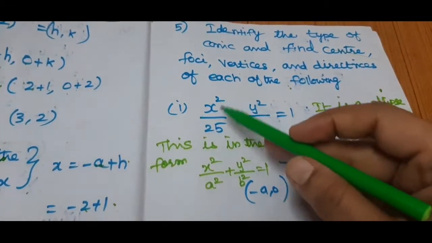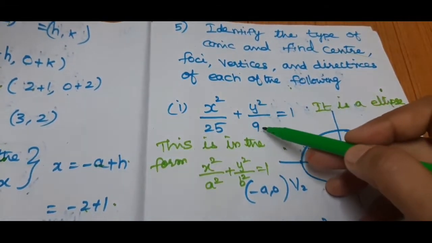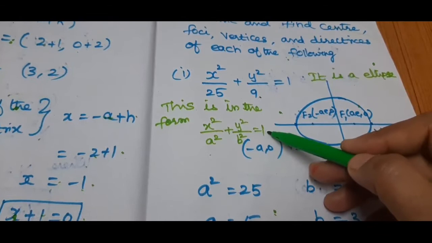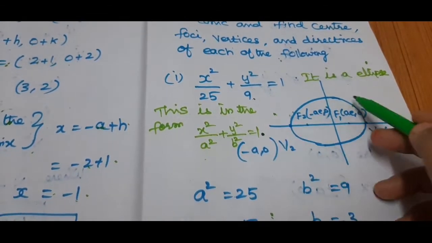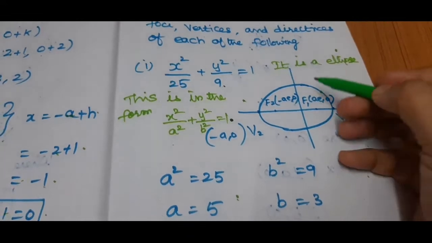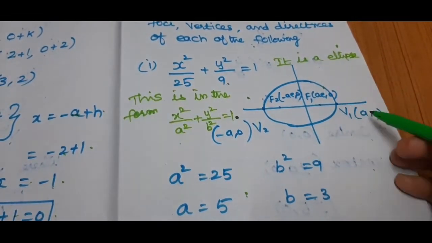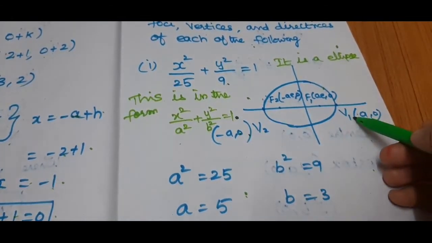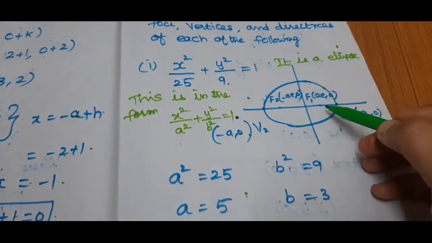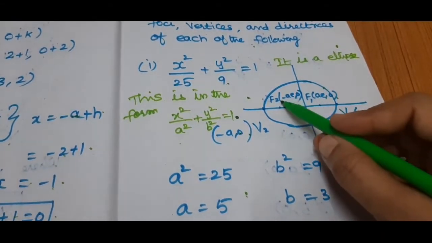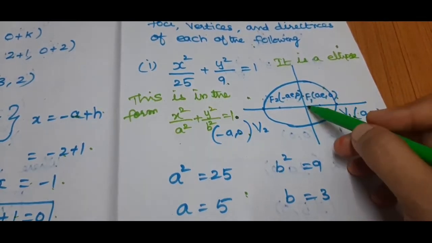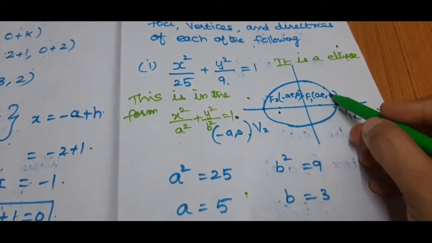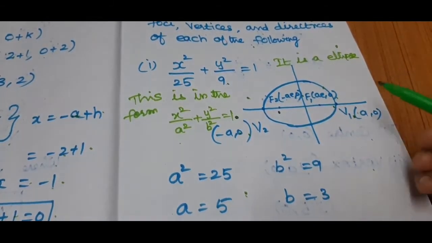So this is in the form of x square by a square plus y square by b square. I told you already, x square by a square plus y square by b square is equal to 1 is the equation of the ellipse on the x-axis, where the vertices will be a comma 0 and minus a comma 0. The two vertices we can identify as V1, V2. The two foci we have are ae comma 0 and minus ae comma 0. That is, on the left hand side we will have one focus, and on the right hand side we will have one focus.